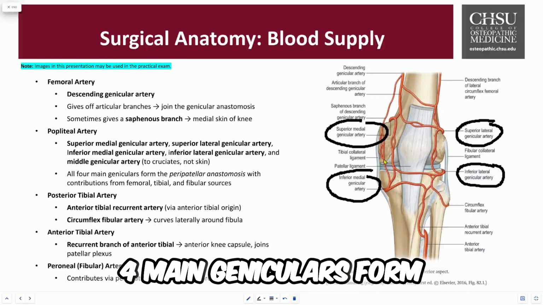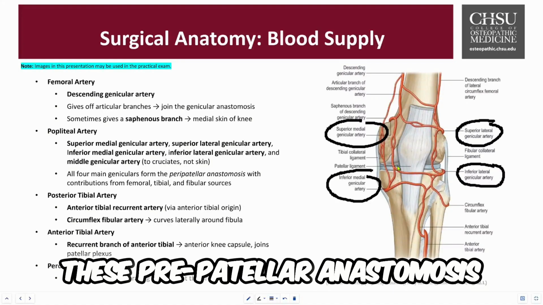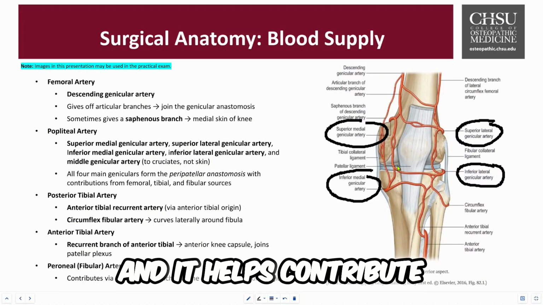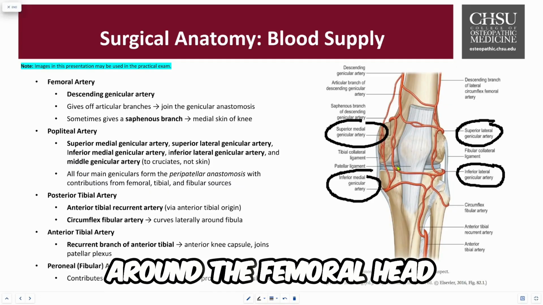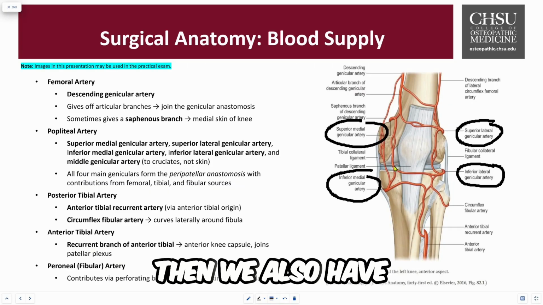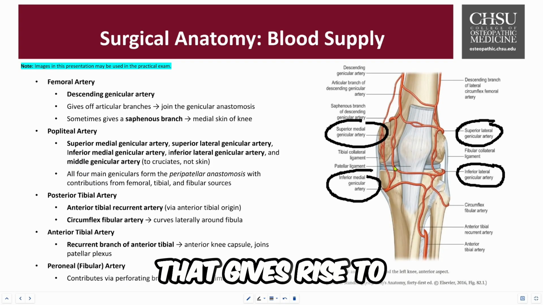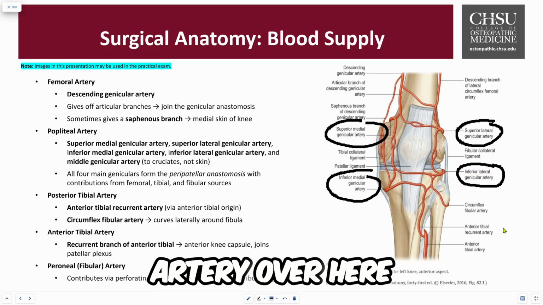But all these four main geniculars form the prepatellar anastomosis, and it helps contribute to all the regions around the femoral, tibial, and fibular sources. Then we also have the posterior tibial artery that gives rise to the anterior tibial recurrent artery over here.